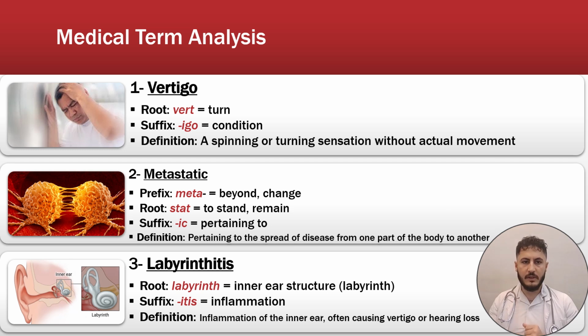We have also labyrinthitis. In labyrinthitis, the root is labyrinth, which refers to the inner ear structure responsible for balance. And the suffix itis means inflammation. So labyrinthitis means inflammation in the inner ear, which can cause dizziness, nausea, and hearing changes, very similar to the symptoms we have in this case.